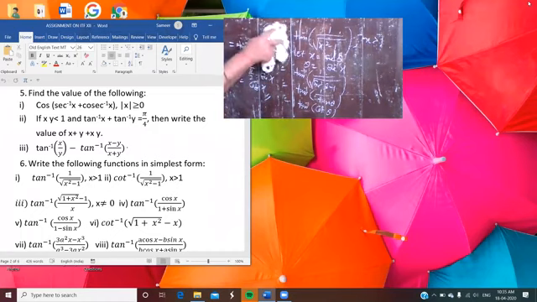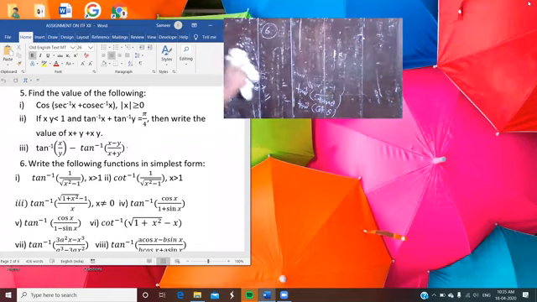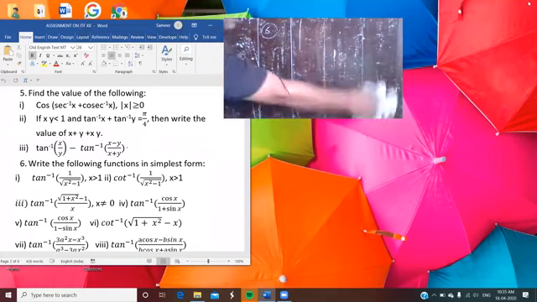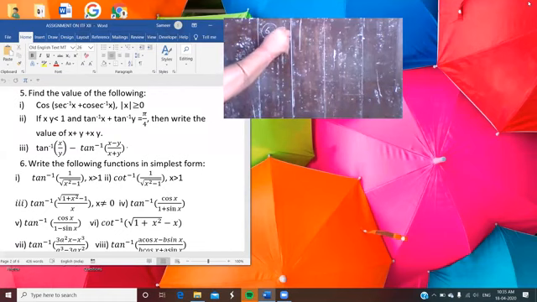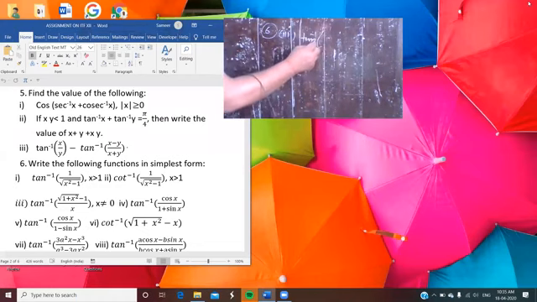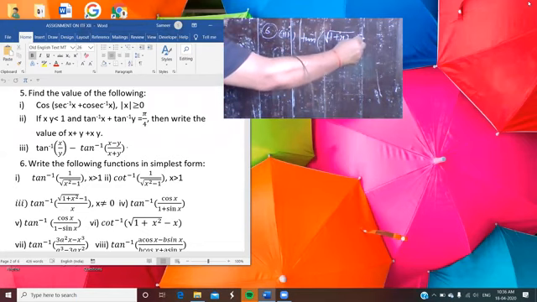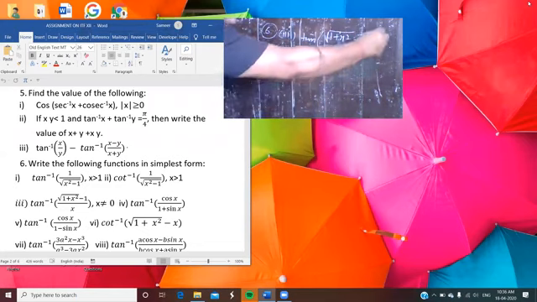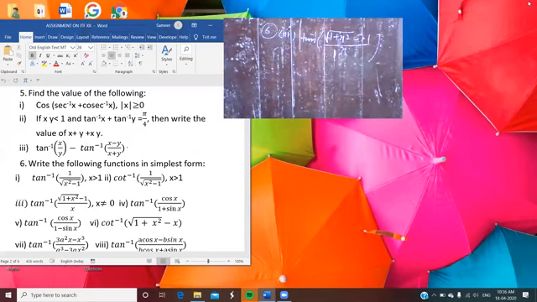Now come to the third question, the third part. In the third part, here you have to find tan inverse of the quantity under root 1 plus x square minus 1, whole divided by x, where x is not equal to 0.